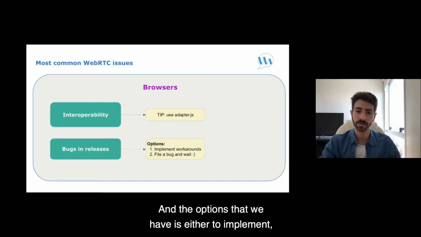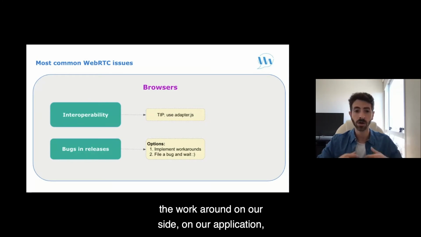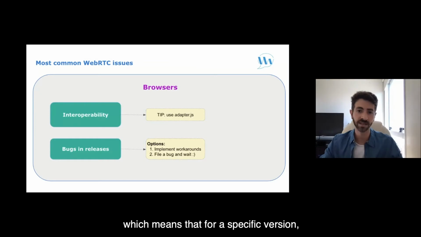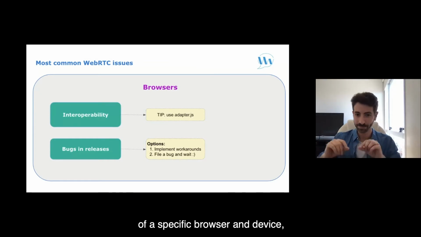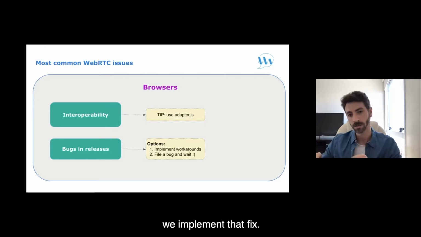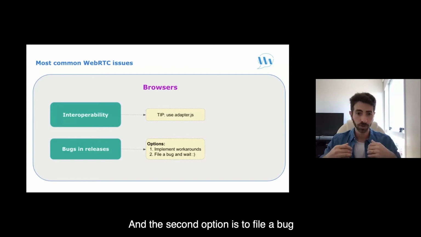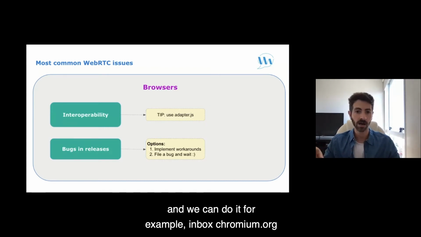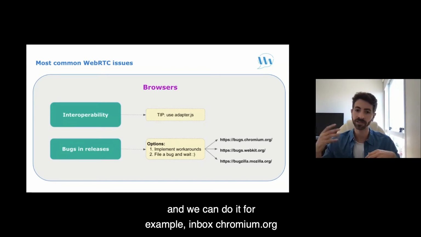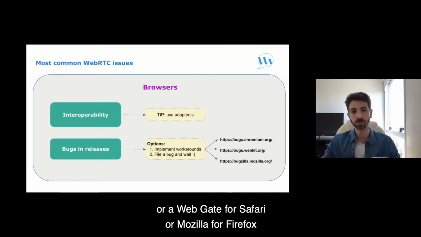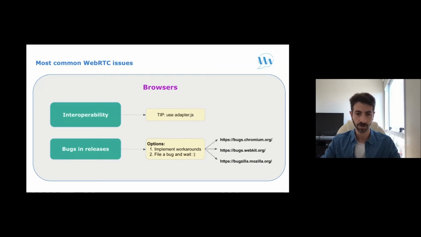And the options that we have is either to implement a workaround on our side, in our application, which means that for a specific version of a specific browser and device, we implement that fix. And the second option is to file a bug, and we can do it, for example, at bugs.chromium.org, or WebKit for Safari, or Bugzilla for Firefox.